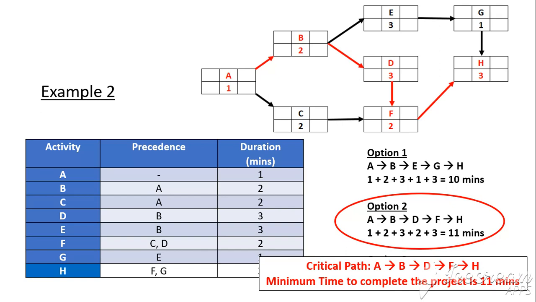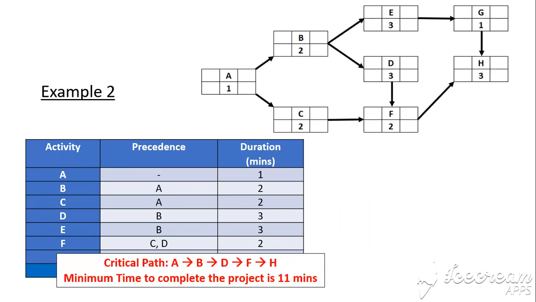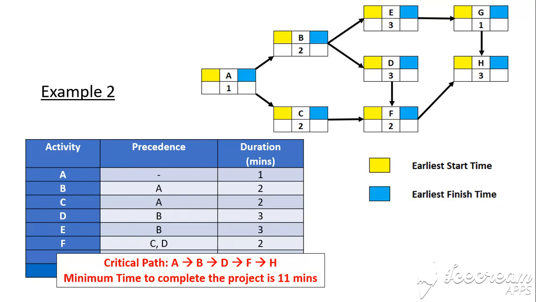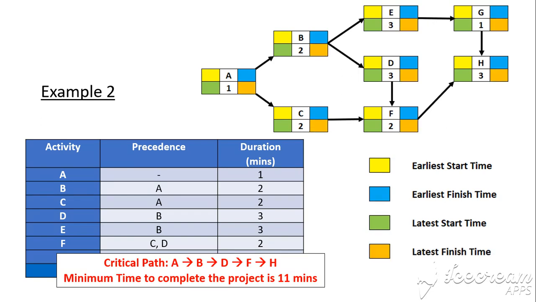Right, what we're going to do now is look at these empty boxes in each of the nodes. We'll put the critical path aside for a sec and let's talk about these boxes. The top left is going to represent our earliest start time for the activity. The top right is the earliest finish time for each activity. The bottom left is the latest start time for each activity. And the bottom right is going to be our latest finish time for each of the activities.